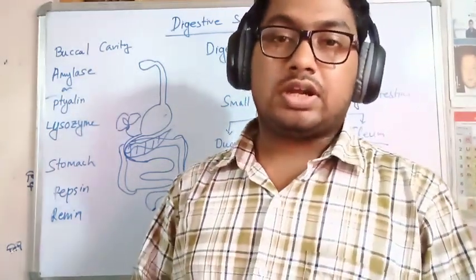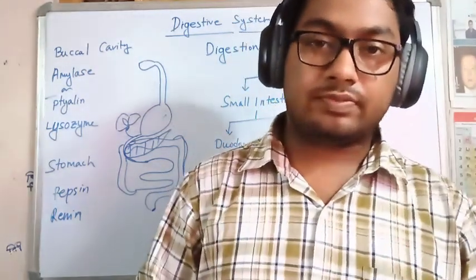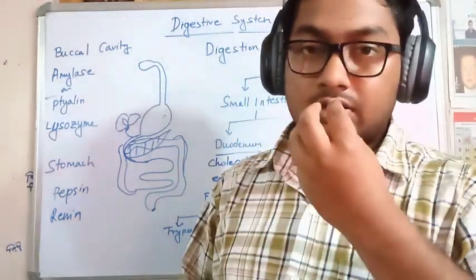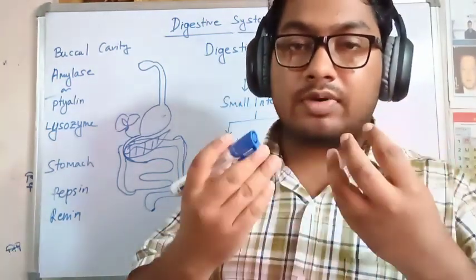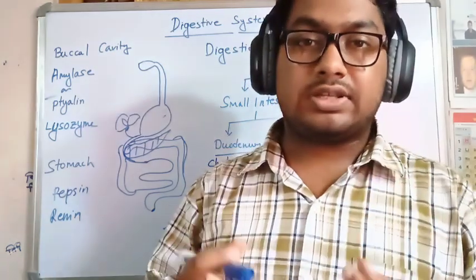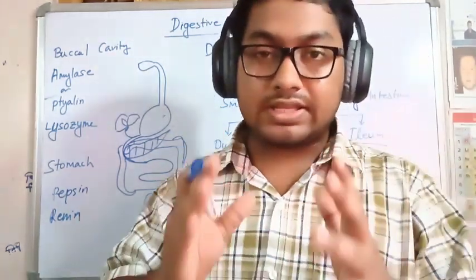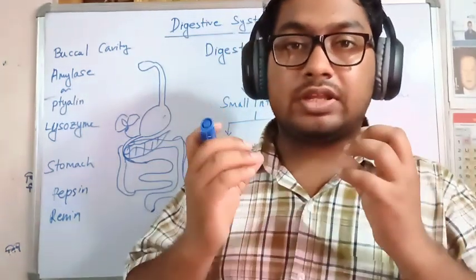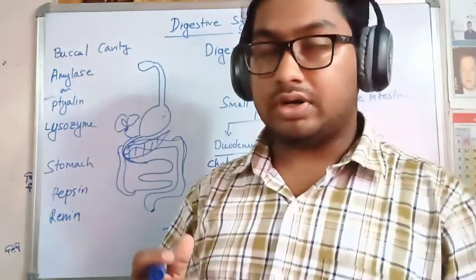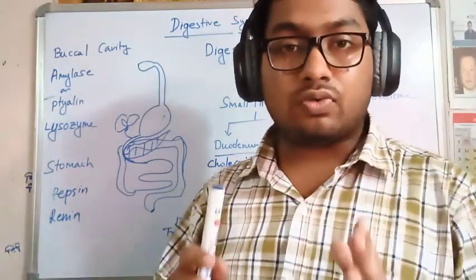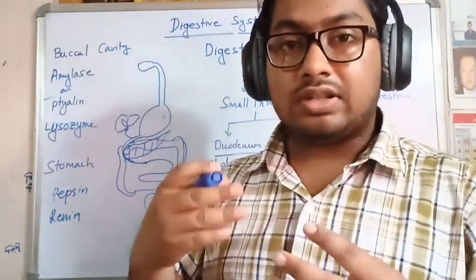The digestive system starts when we take food into our mouth. It's called the buccal cavity. In the buccal cavity, when food arrives, saliva comes out, and with saliva, the enzyme called amylase or ptyalin comes out, and for the first time the food starts breaking into sugar. That is one of the questions that comes in exams.